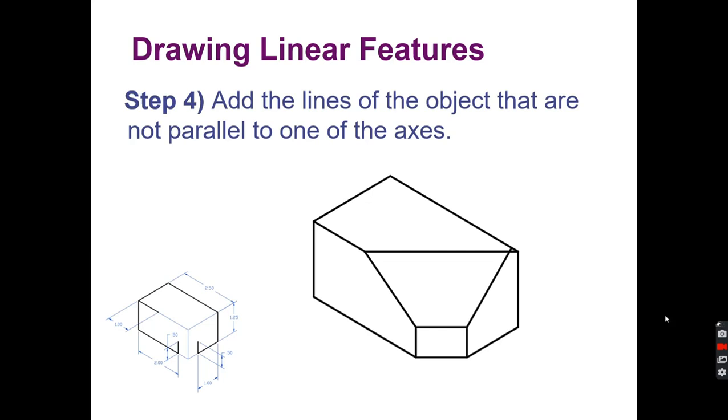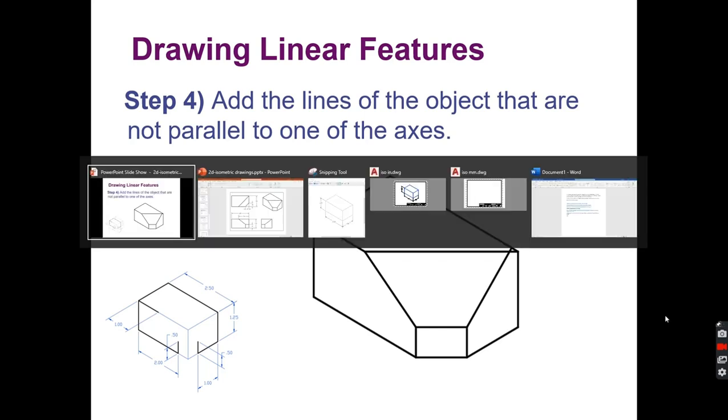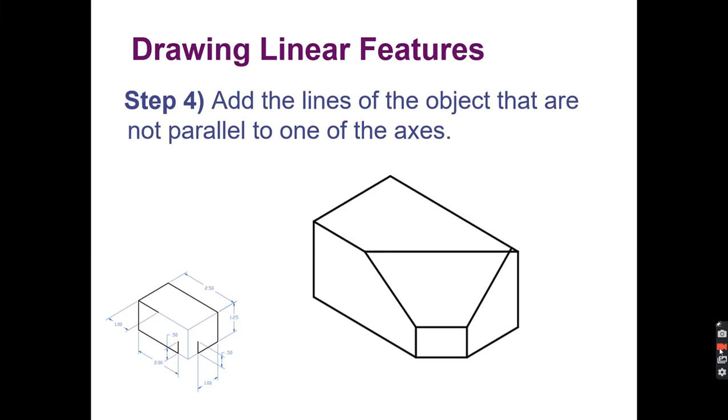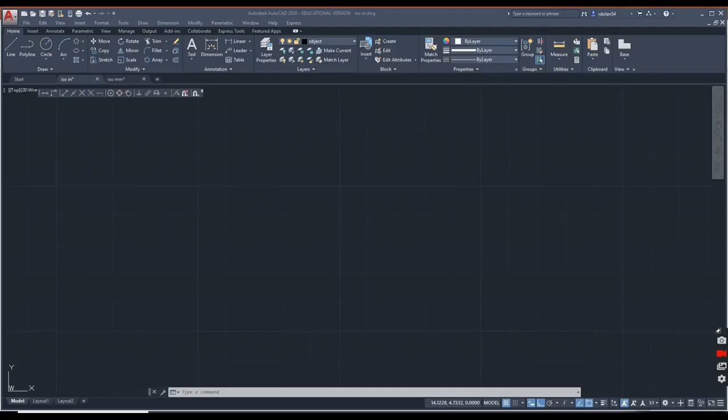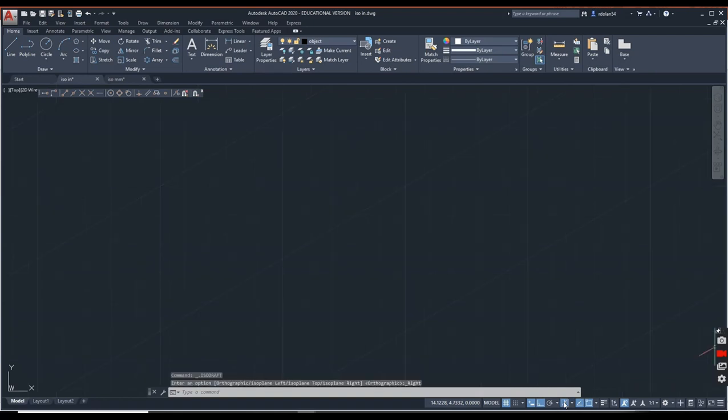Alright, so let's take a look at how we would do that. We will go to our inch ISO drawing. I am in my ISO inch drawing, and I'm going to draw the box. I'm going to turn on my ISO draft down here, and I want to make sure that I am in the left plane because I want to draw the front side right here.